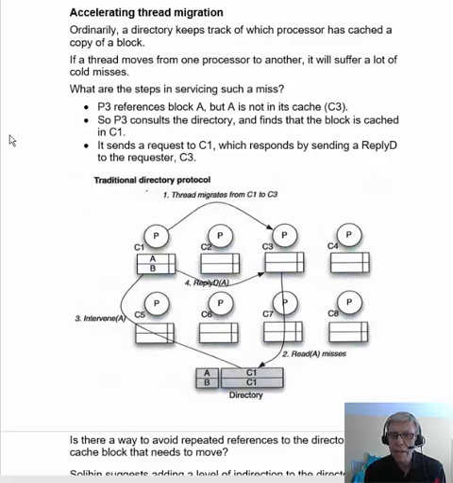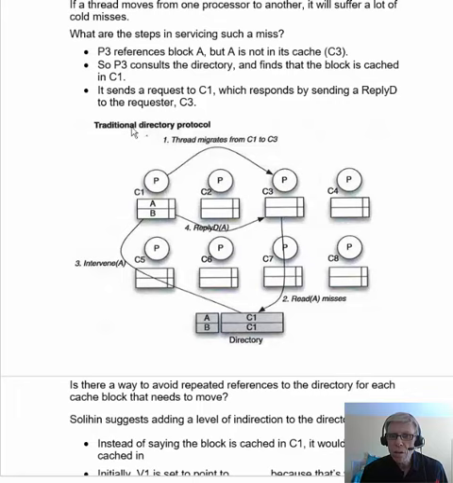Let's take a look at what are the steps in servicing such a miss, and we have about 4 of them here. First of all, P3 references block A. You can see that right here. P3 references block A right there. So P3 consults the directory and finds that the block is cached over here. I forgot to mention that the thread used to be running on P1 but has just migrated to P3, and that's the reason for all of these references.